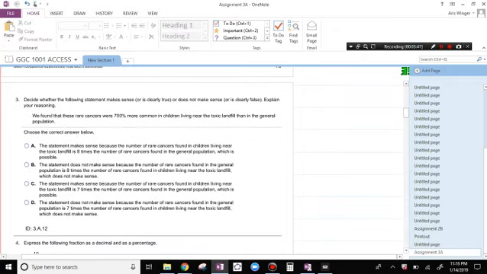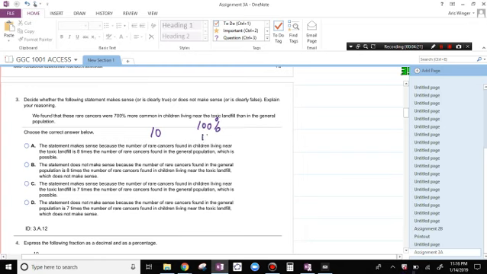Decide whether the following statement makes sense or is clearly true, or does not make sense or is clearly false. Explain your reasoning. We found that rare cancers are 700% more common in children living near the toxic landfill than in the general population. So let's talk about what 700% means. If I have 10, here's an example. If I have 10, then 100% more, right?